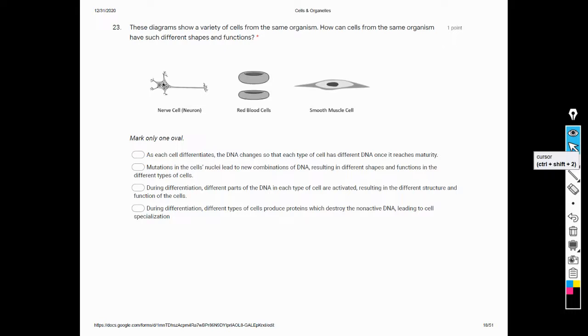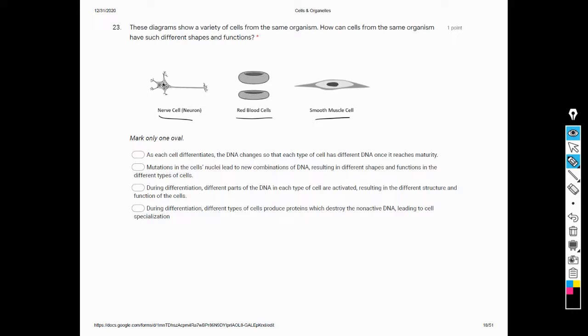23, these diagrams show a variety of cells from the same organism. How can cells from the same organism have such different shapes and functions? So we have here a neuron, or a nerve cell. We have red blood cells, and we have smooth muscle cells. And so all of these are in your body as well. And so as we get through these answer choices, we want to be sure that you understand how within your body these cells can have the same DNA but look very different and perform different functions.